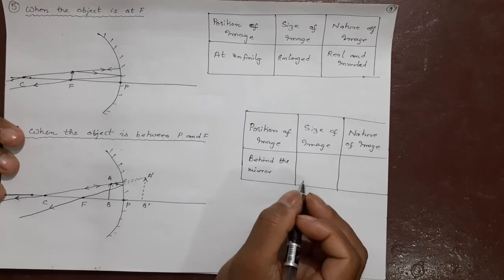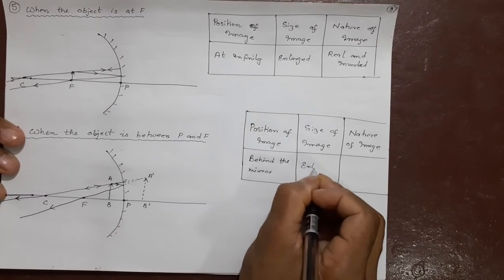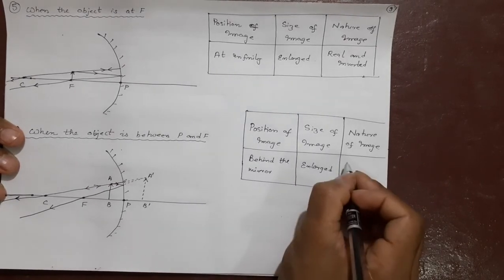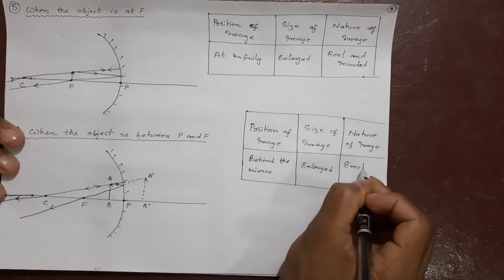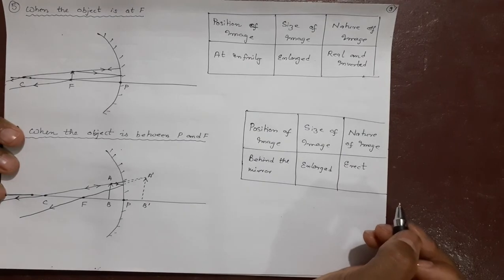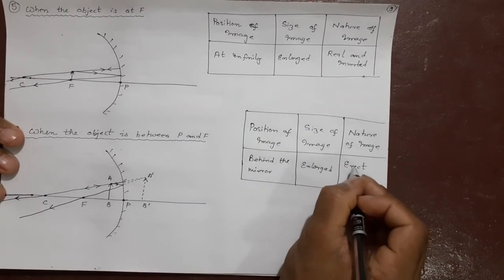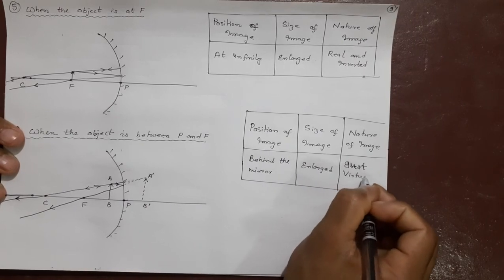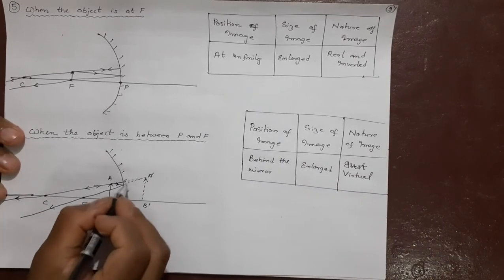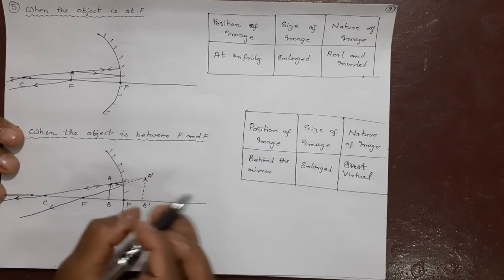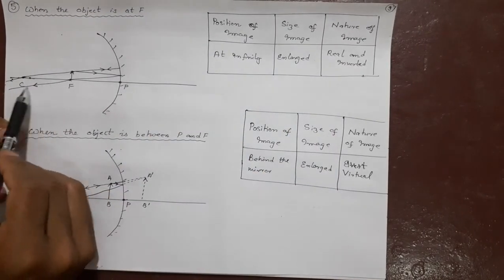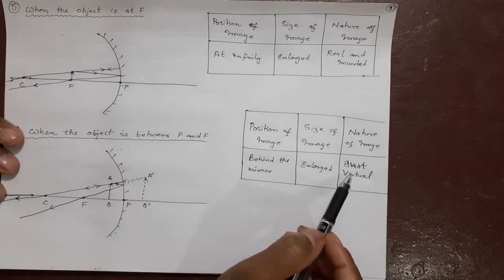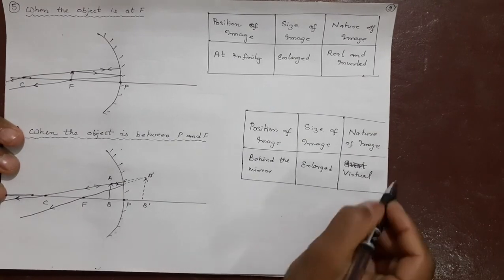Size of the image is what? Enlarged, big, isn't it? And the last one important, nature of the image is what? It is erect, right? And first you write virtual. Why virtual? It is not the real line cutting them. Can you see? Earlier it was real line forming, but this time the image is formed because of the virtual line. Virtual means unreal.